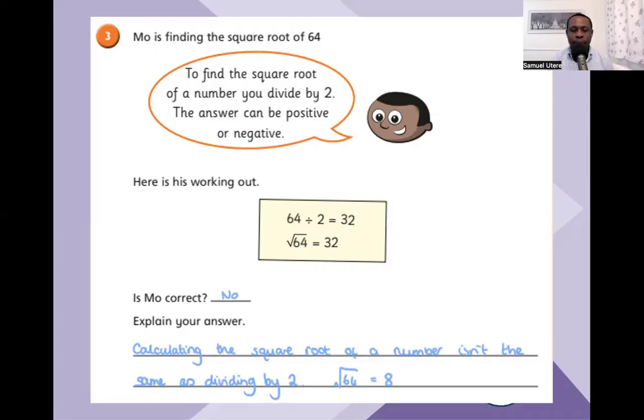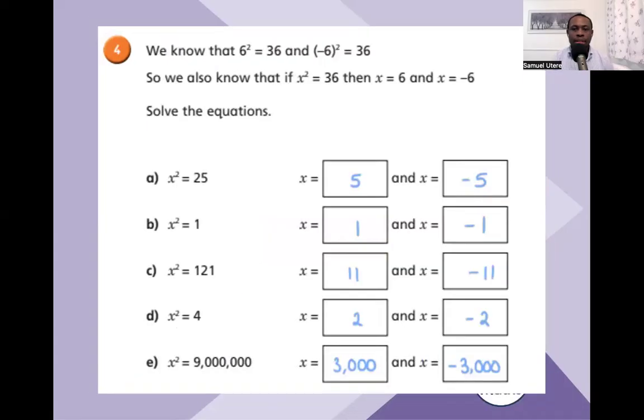Why? Calculating the square root of a number isn't the same as dividing by 2. Calculating the square root of a number involves using the square root symbol. Here is the answer to question 4.